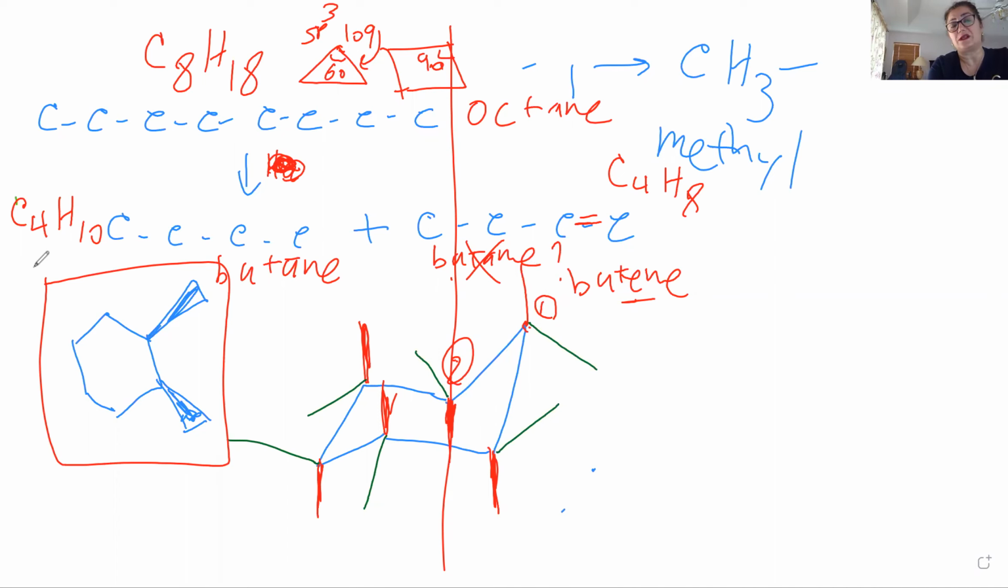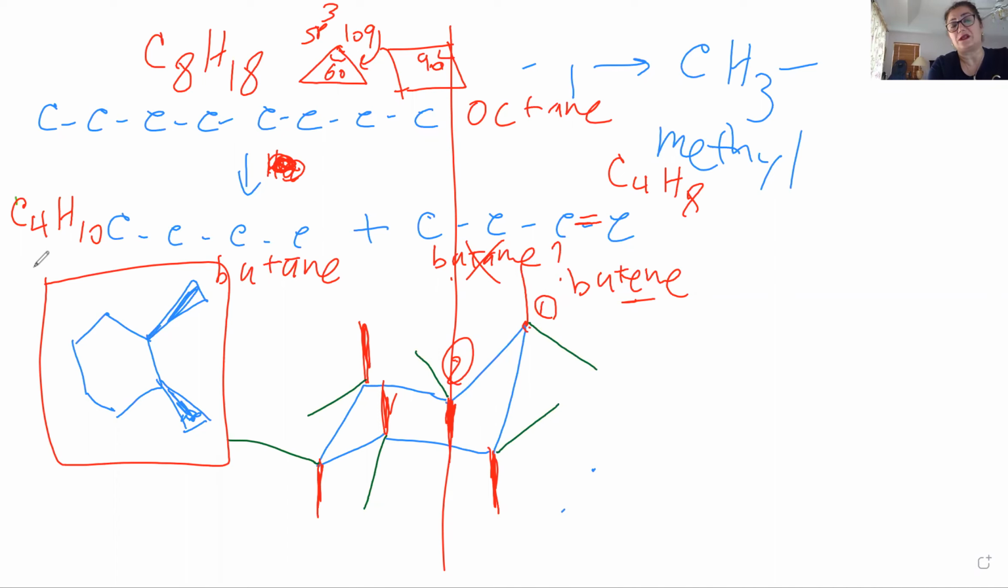If I call this carbon 1 and this carbon 2, is this group on carbon 1 in the axial position or in the equatorial position? Equatorial. Equatorial, and what about the second one? Axial. Axial. And why does it have to be axial?